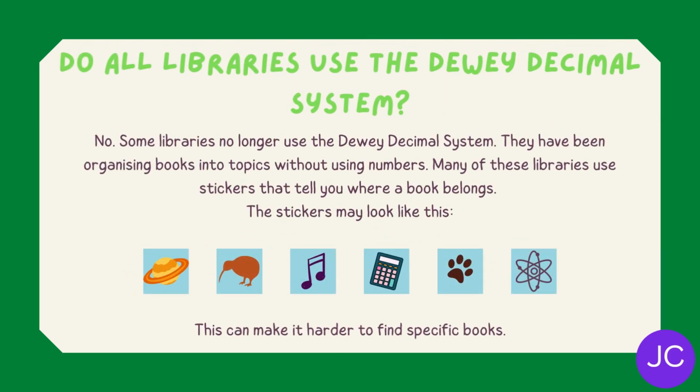Some libraries no longer use the Dewey Decimal System. They have been organizing books into topics without using numbers. Many of these libraries use stickers that tell you where it belongs. The stickers sometimes may look like this, but this can make it harder to find specific books.